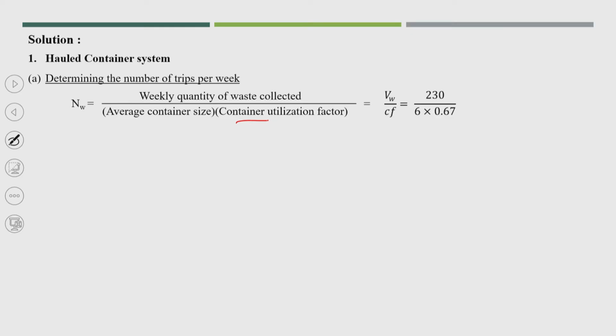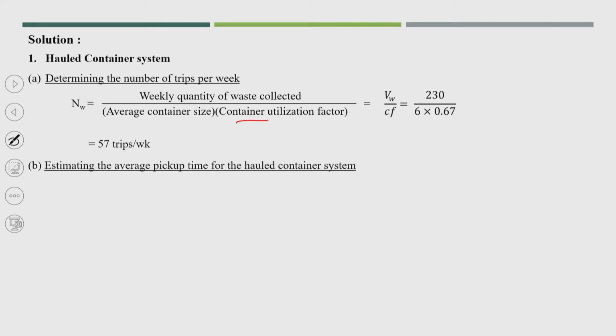So, that will be VW divided by CF. 230 meter cube per week is the quantity given, the container size is 6 meter cube per trip, and multiplied by the utilization factor, this comes out to be 57 trips per week. This is the number of trips per week.